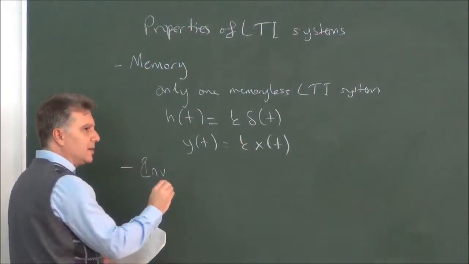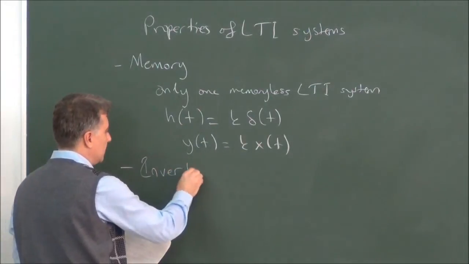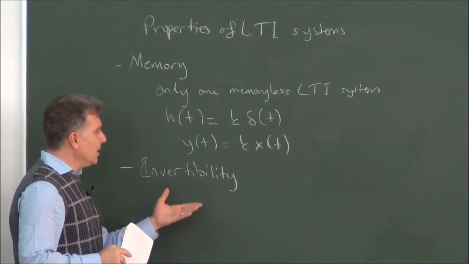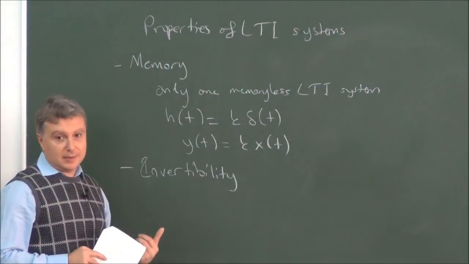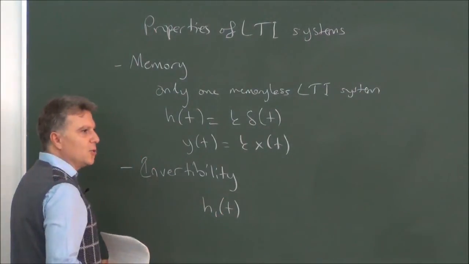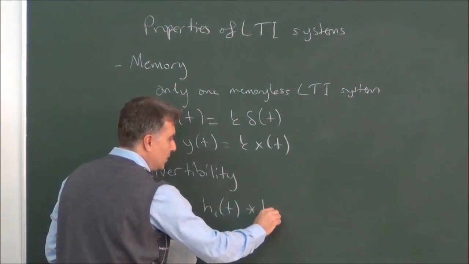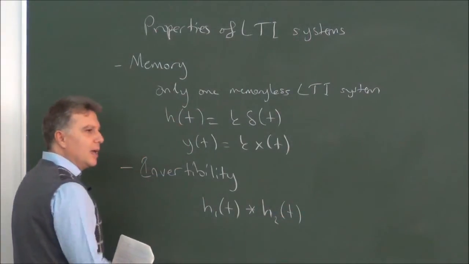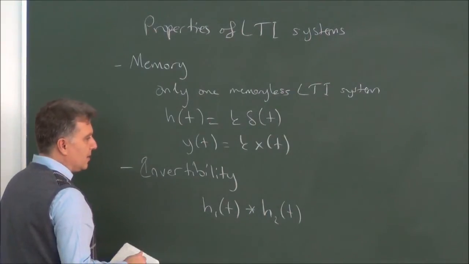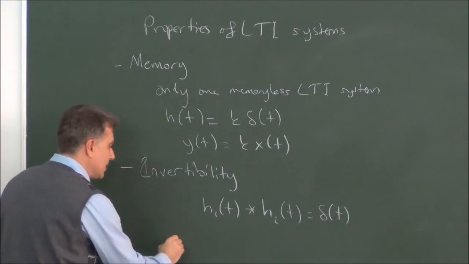Let me continue with another, for the time being, useless thing, which is invertibility. The invertibility is still unavailable for us. We don't have it. But what you really need to do is, if h1 of t is your system that you want to invert, then you have to find another system with an impulse response h2 of t. And when you combine, or convolve, those things, then the convolution will correspond to an impulse.